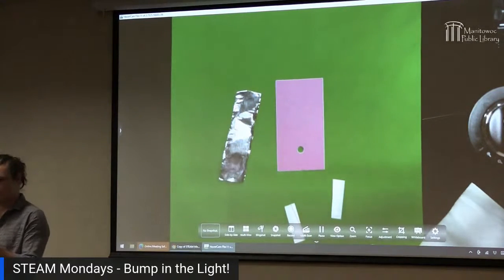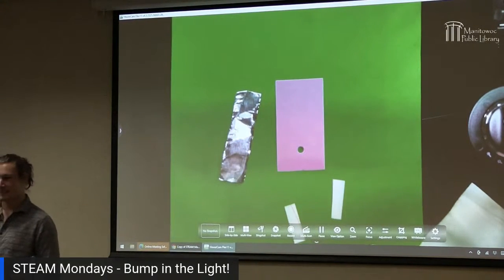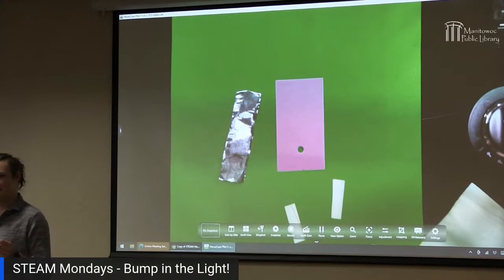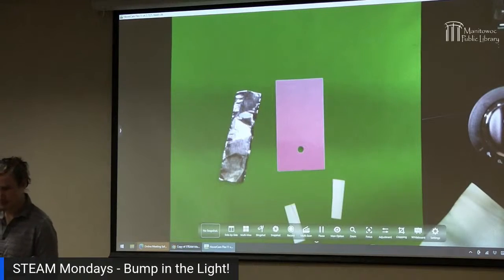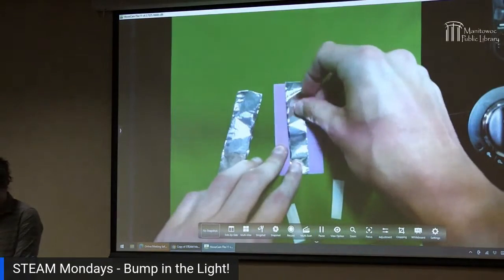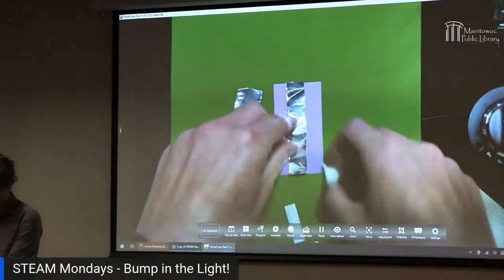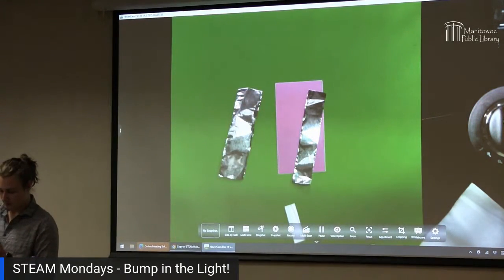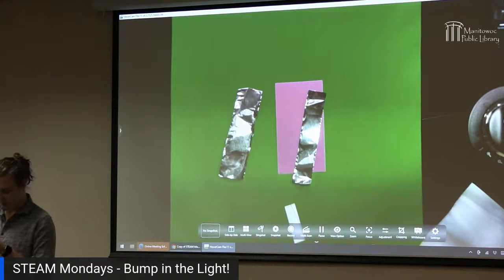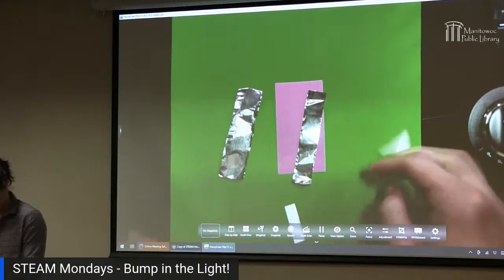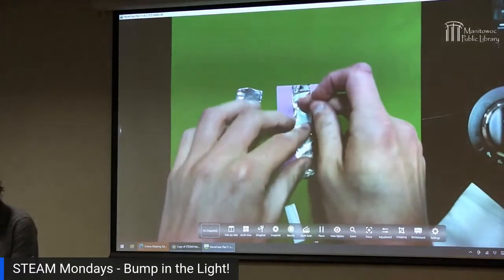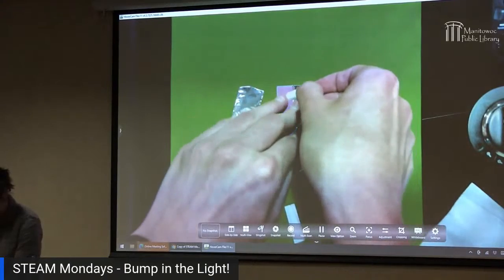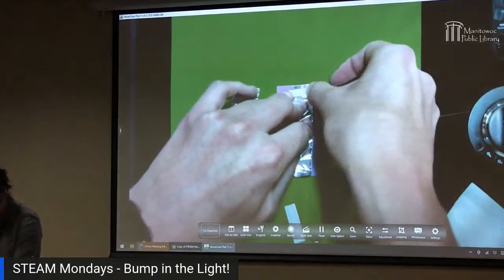Let's take our aluminum foil. We got our aluminum foil here. Let's put it on top. And once it's there, let's take our sticker. We have our little white stickers in there. We're going to put them right over the top to get that aluminum foil to stay.